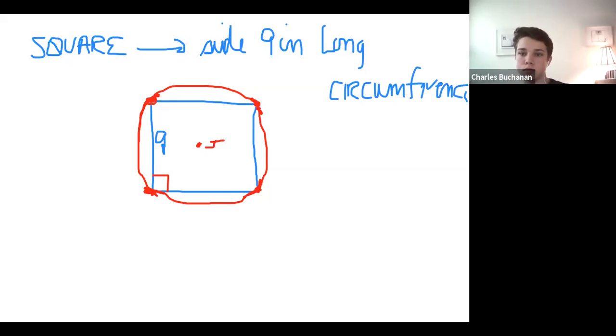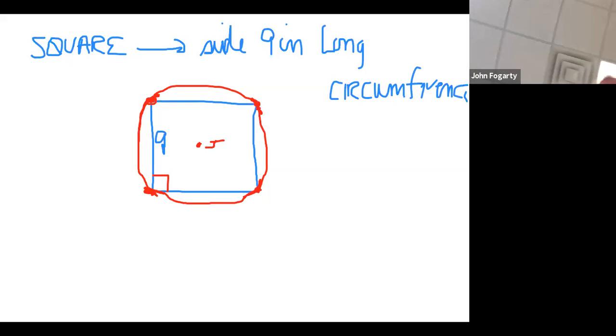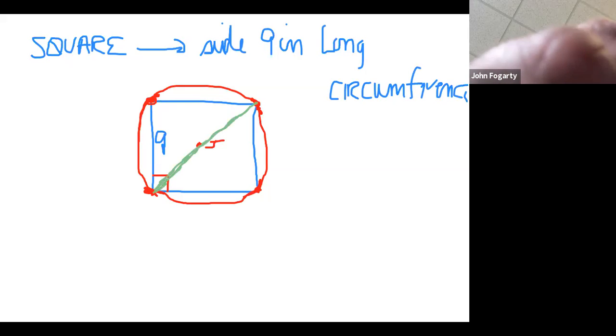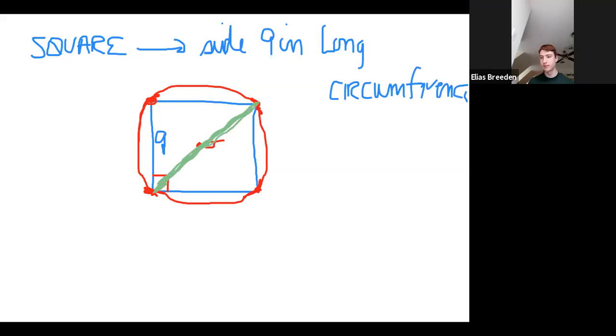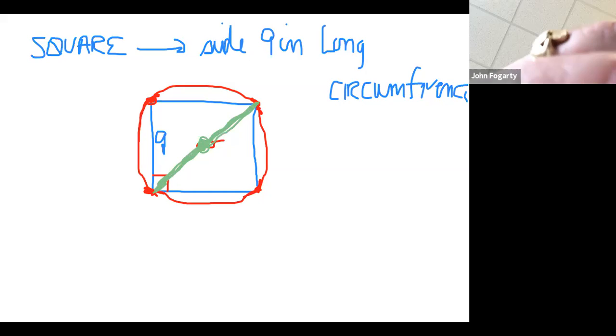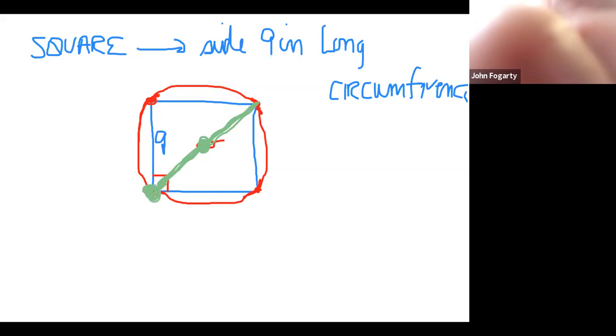Diameter. You either need to know the diameter or the radius. Now, watch what we do here. Ready? Watch. What do you know about this line segment? What's this line segment called? Diagonal. That's the diagonal of the square, but what is it of the circle? It's the diameter.